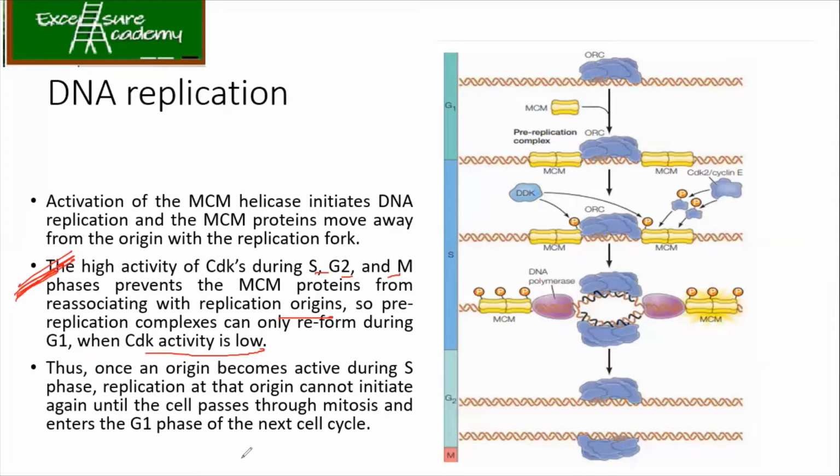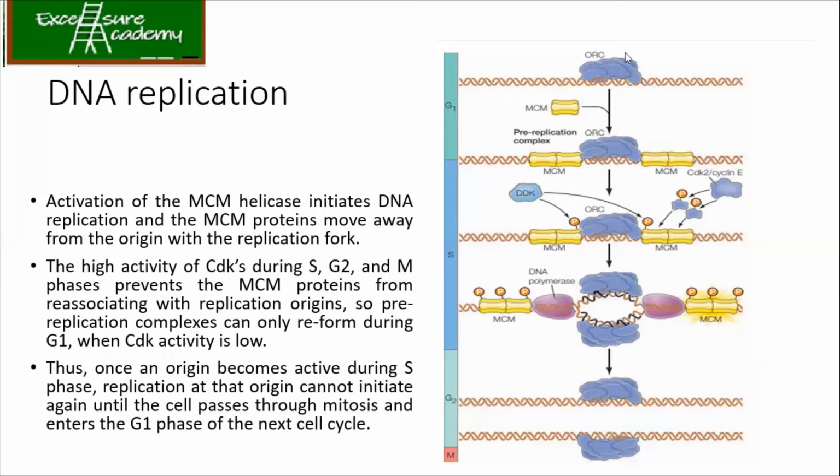Thus, once an origin becomes active during the S phase, replication at that origin cannot initiate again until mitosis happens, and again the cell comes back to the G1 phase of the next cell cycle. Clear? Is this much clear? Like how we are regulating the DNA replication at the S phase?